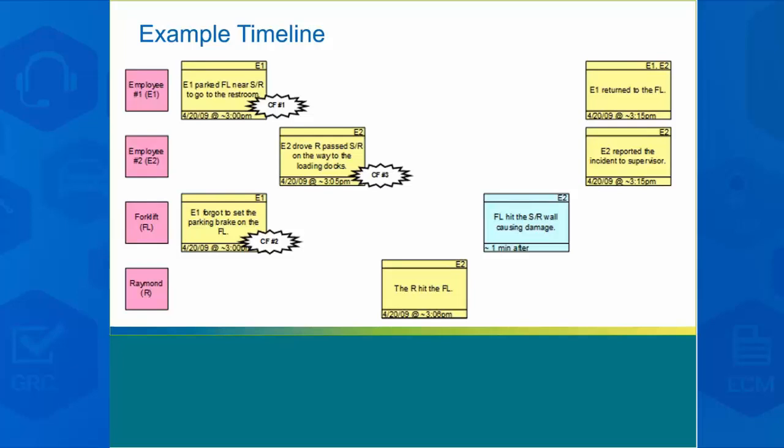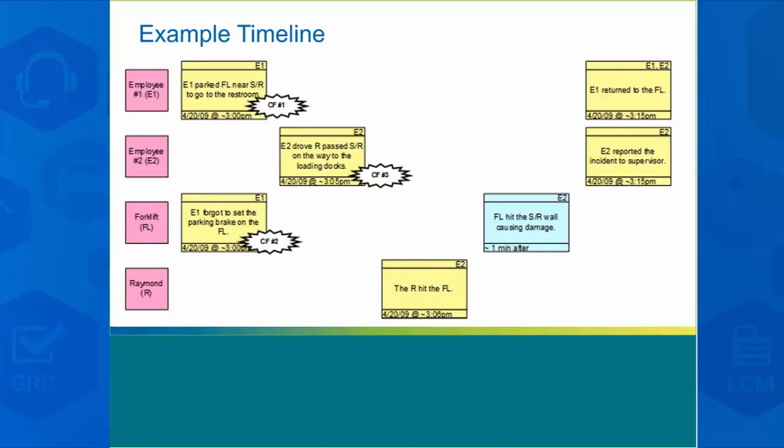And so we use 3M sticky notes, okay? Sticky notes are perfect for this because they allow you to rearrange this timeline when you learn things about it. But I just want to show this as an example. You can see the blue rectangle there, a little bit to the right-hand side. That's our loss event. The forklift hit the wall, causing damage.